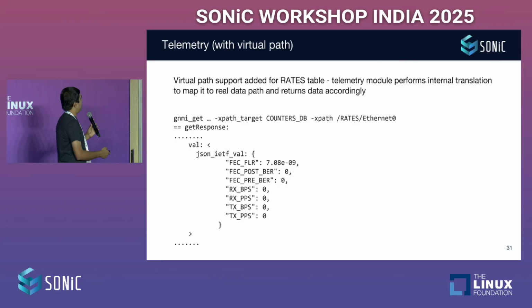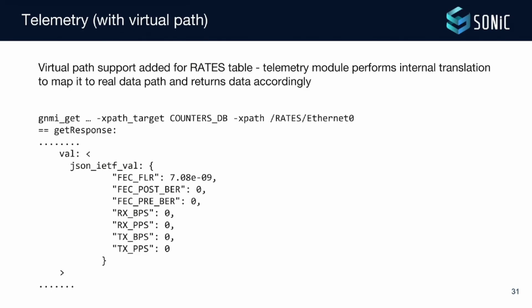We also had virtual path support for the rates table itself, which helps us avoid this indirection in the first place. We don't need to do 2-level lookups. It's just a 1-level lookup. We just give the port name and we get the data directly here. So this is done.